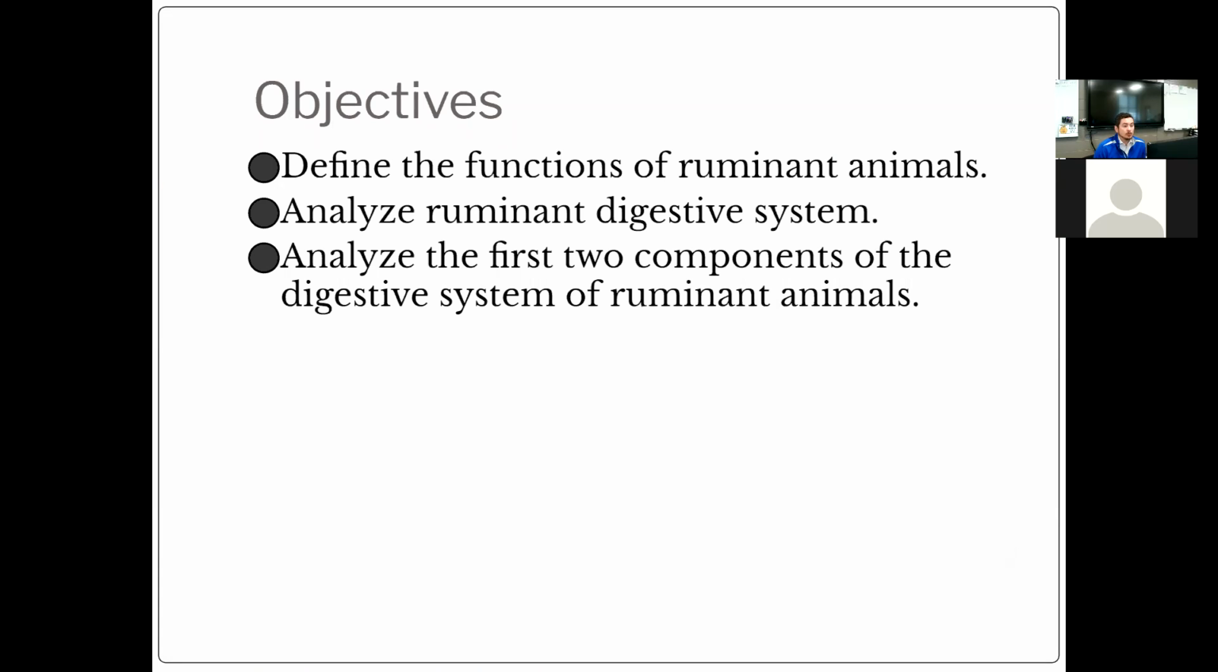Our objectives for today: we are going to define the functions of ruminant animals. We are going to analyze the ruminant digestive system, and we're going to analyze the first 2 components of the 4 components in their stomach.